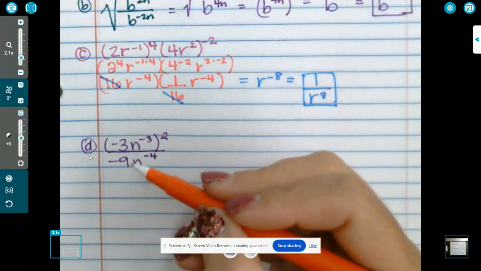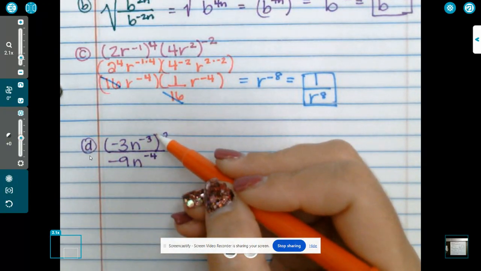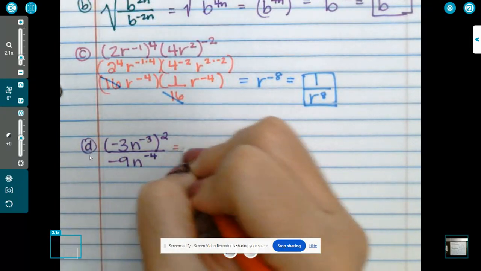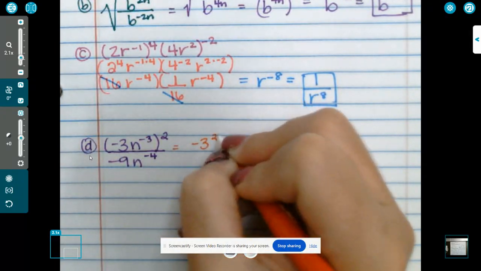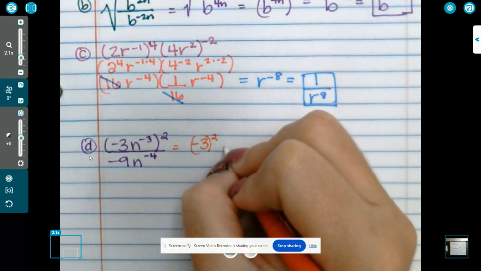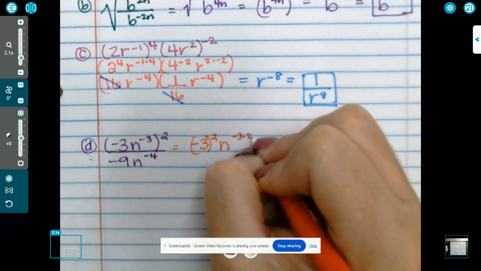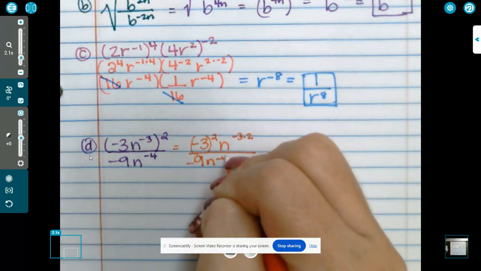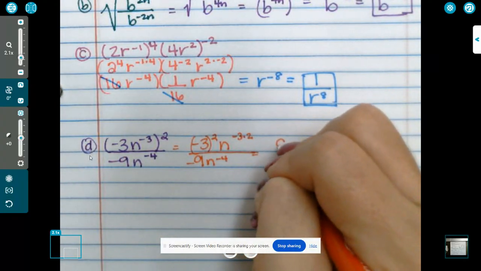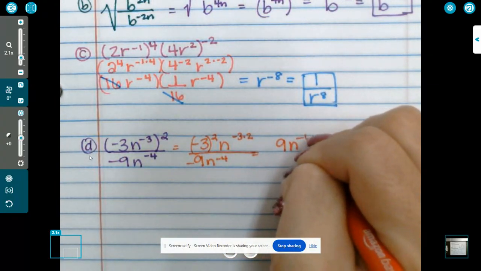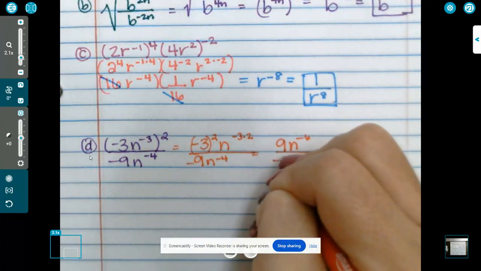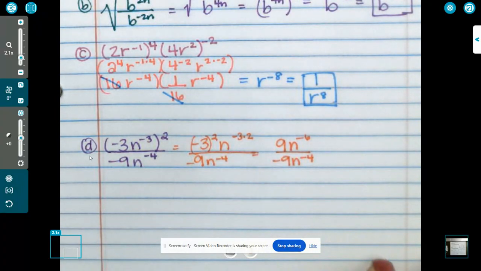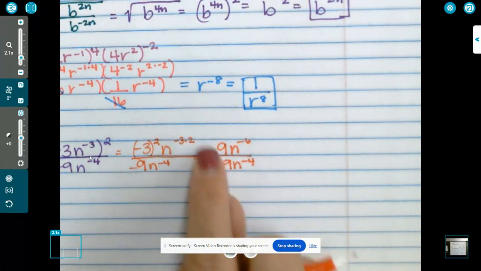All right, so don't start by simplifying here. Can't do that because we've got that exponent there. So this is going to be negative 3 squared and then n to the negative 3 times 2. Bottom's going to stay the same for now. That negative 3 squared is going to give me 9 into the negative 6 over negative 9 into the negative 4. Oh, we got the two 9s. Now they can cancel, but I do have the negative.